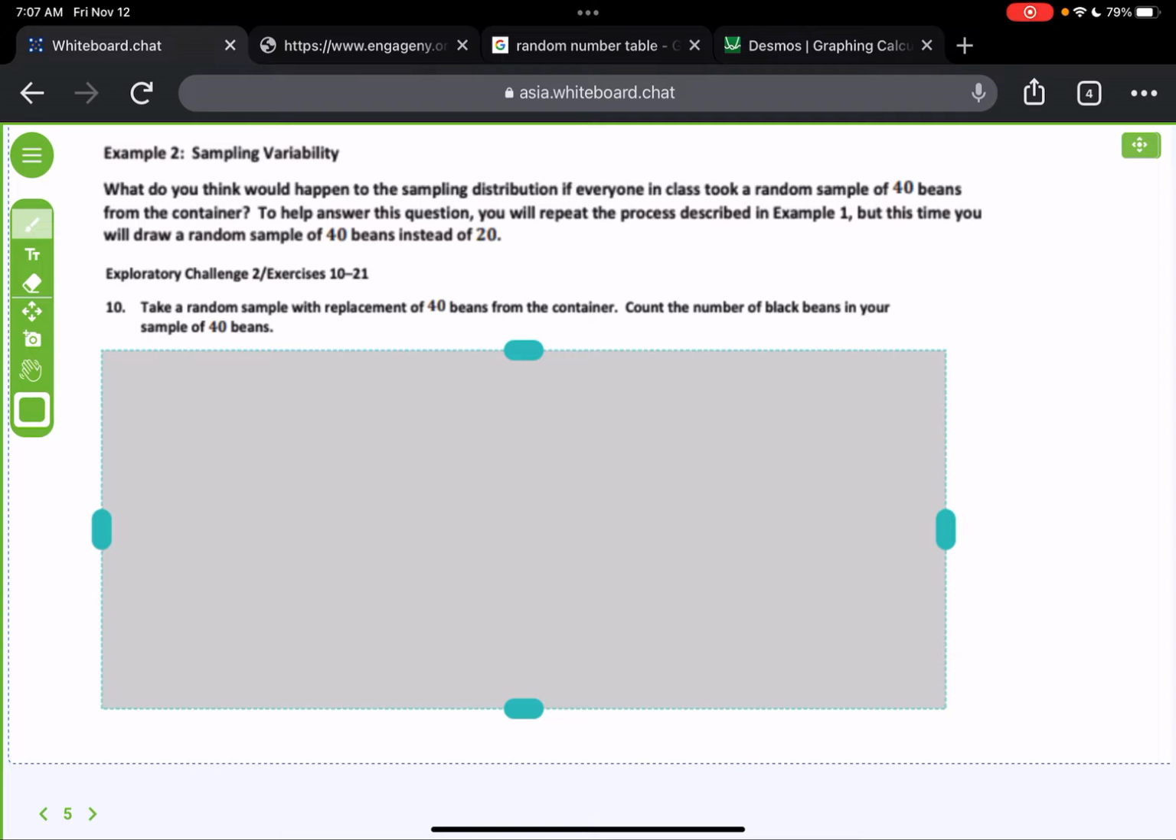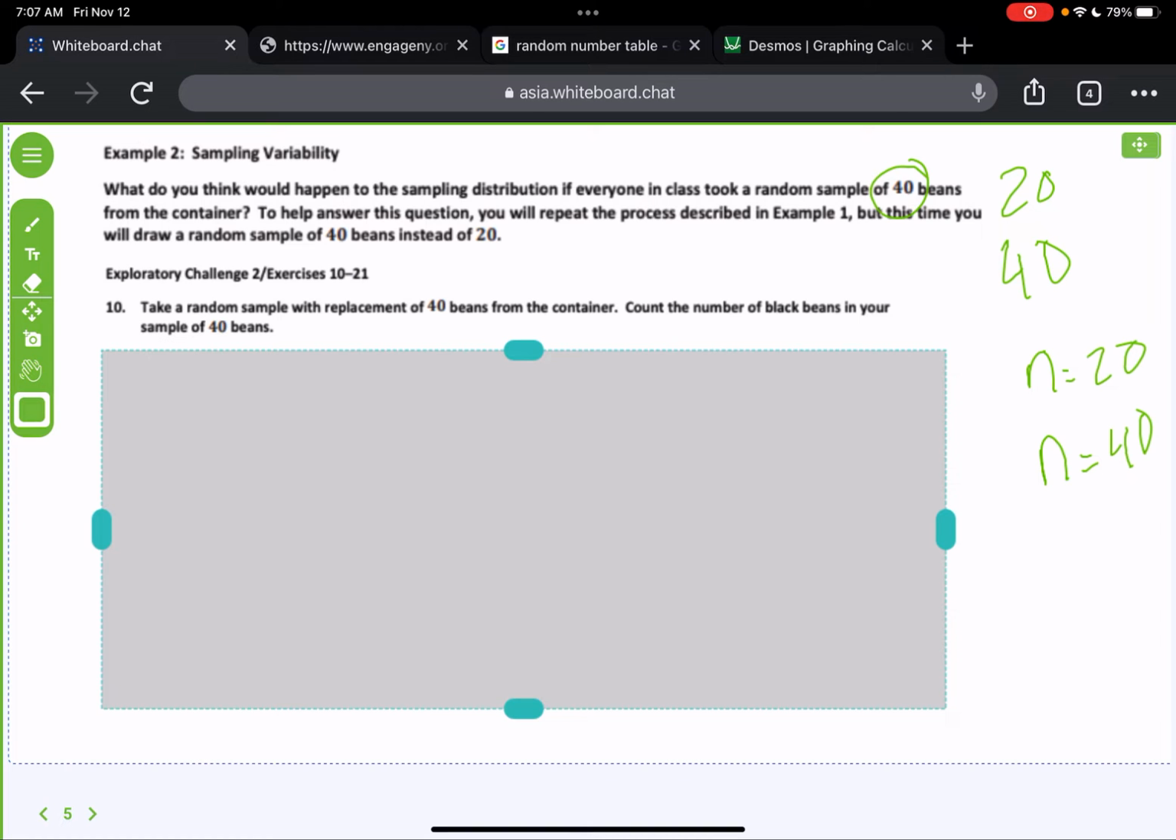Okay, so this changed here. We went from 20 to now 40. Remember at the bottom of that graph where it said n equals 20? At that spot on the number line, now it's going to be n equals 40, because that's the number in the sample.